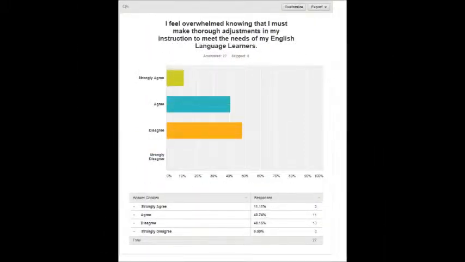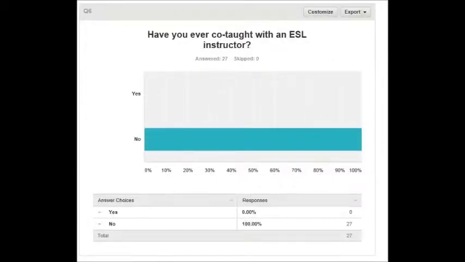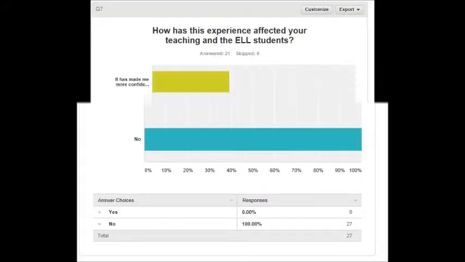The next question, I feel overwhelmed knowing that I must make thorough adjustments in my instruction to meet the needs of my English language learners. 3 teachers responded that they strongly agree. 11 of the teachers agree. 13 disagree. Next we asked, have you ever co-taught with an ESL instructor? Every mainstream teacher said no.